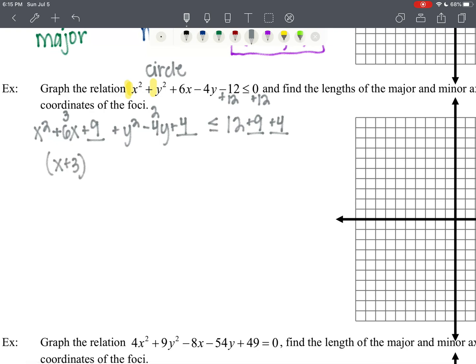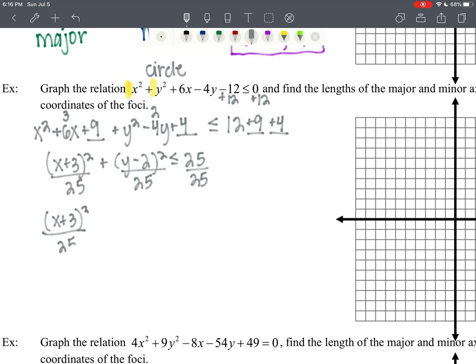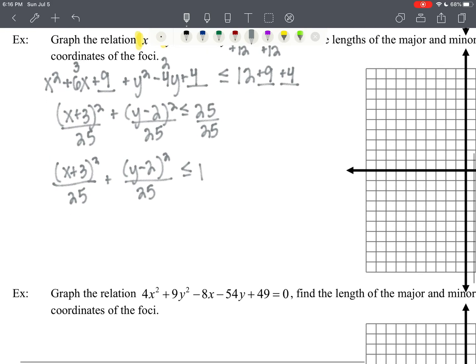And I've got x plus 3 quantity squared plus y minus 2 quantity squared is less than or equal to 25. Remember, I want a 1 on the right-hand side of our relation, so we're going to divide each term by 25, and we get x plus 3 quantity squared over 25 plus y minus 2 quantity squared over 25 is less than or equal to 1. Our center is going to be negative 3, positive 2.